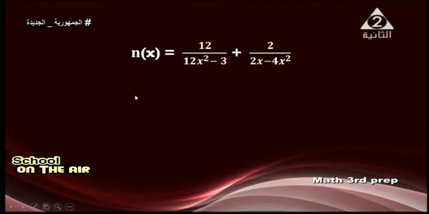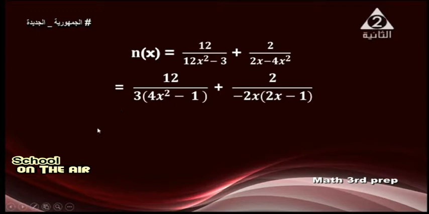The first very important step we must do is factorization of all the expressions. Our denominator includes 12 and negative 3, so there is 3 as a common factor: 12 divided by 3 bracket 4x squared minus 1. Plus, here, if you notice, this expression is not ordered, because x power 2 has a negative in front of it and comes at the back.